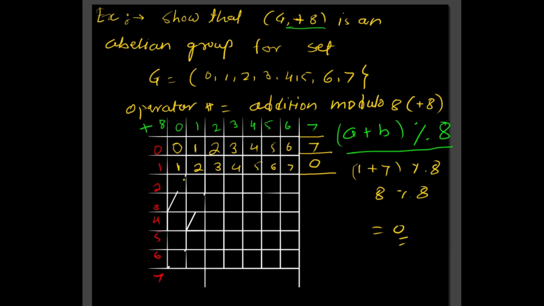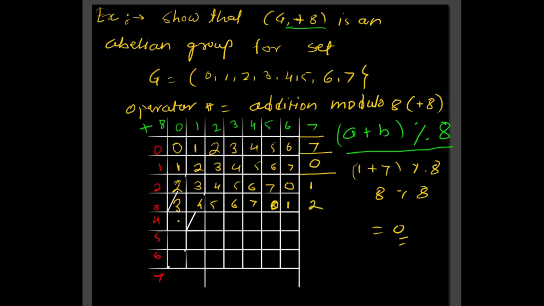Now 2 plus 0 is 2, 3, 4, 5, 6, 7, 8. 8 mod 8 is 0. 9 mod 8 is 1. Now here it is 3, 4, 5, 6, 7, 8. Sorry, 8 mod 8 is 0, 9 mod 8 is 1, 10 mod 8 is 2.